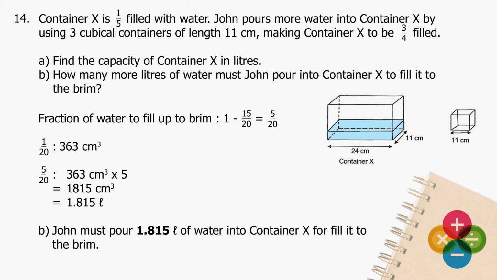1/20 is equal to 363 cm³. 5/20 will be multiply 363 cm³ by 5, and the product is 1815 cm³. Convert 1815 cm³ to liters will be 1.815 liters. B. John must pour 1.815 liters of water into container X to fill it to the brim.